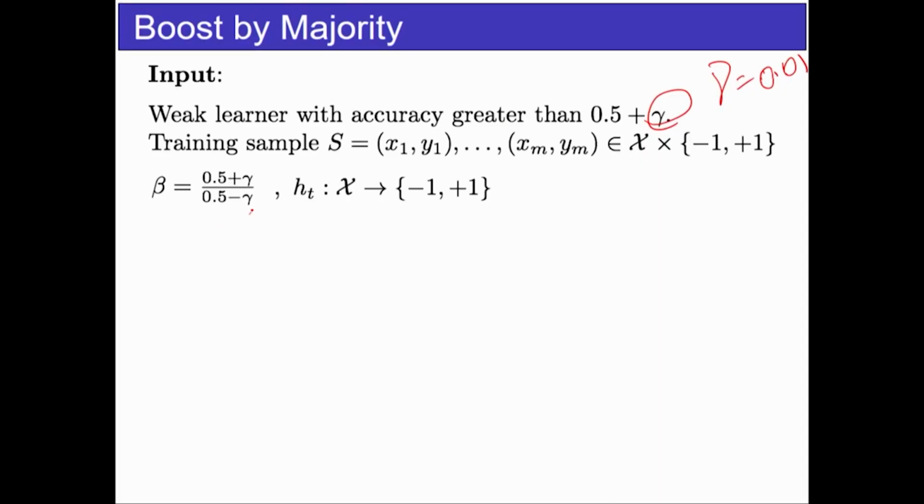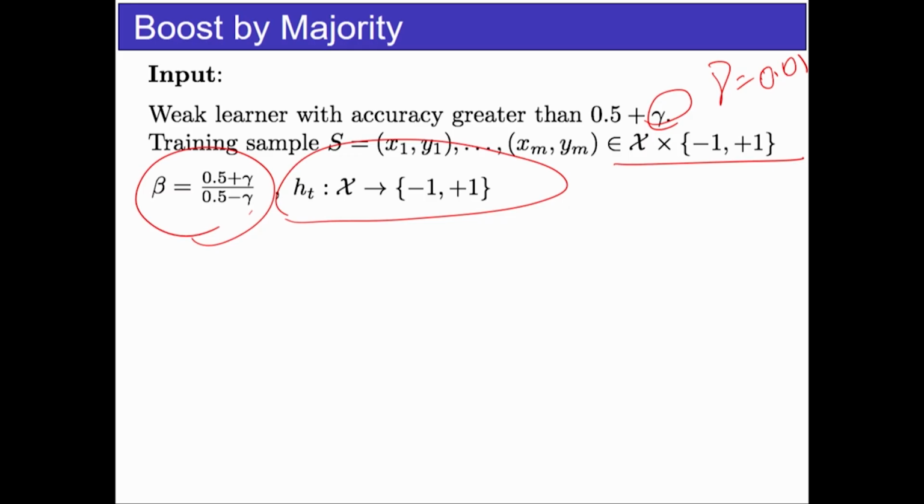And you need that gamma, and you convert that gamma to a beta. So this beta, you will see, is basically how you reweight the samples. We'll get to that later. So you have your samples, which are either negative or positive, since it's classification again. And your weak classifier also does that. So this is called a weak classifier. It takes in an instance and gives -1 or +1.